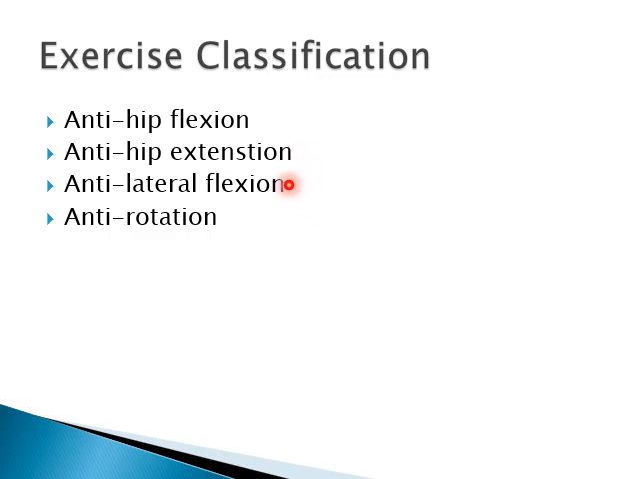Anti-lateral flexion. Here we're looking at the lateral portion of the body. A big part of the focus here will be on stabilizing, particularly with the obliques, and there will also be a lot of lateral hip interaction here.